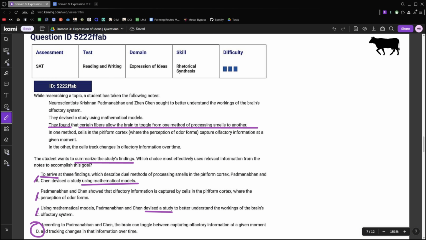And then if you look at answer choice D, it talks about how the brain can toggle. So, I guess in this case, it would be faster to read the bullet points. Who knows? I always like to just skip them, but it's always up to you, of course.